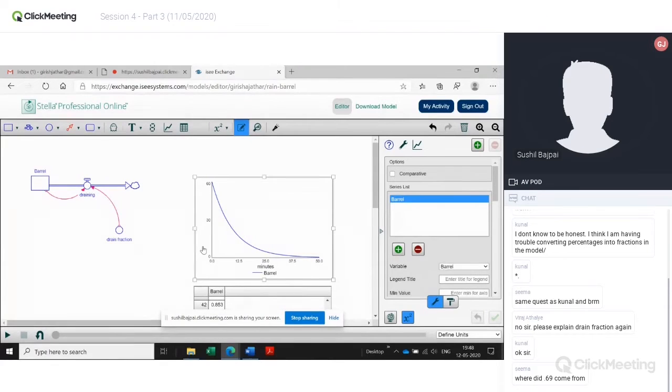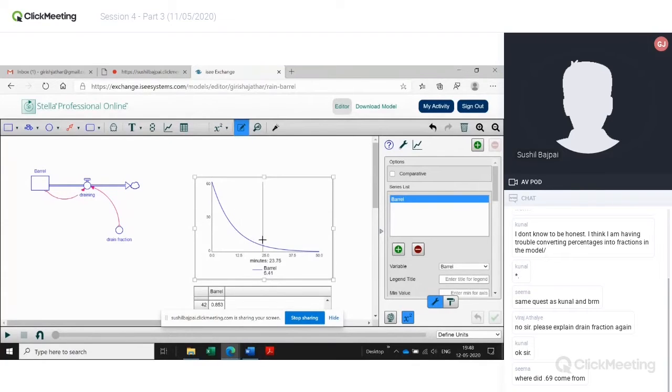So the amount of water in the barrel is 60. In the first minute, 6 liters will drain out. In the second minute, 10% of the remaining 54 liters will come out. In the third minute, again, the remaining amount of water will come out. That's why, you can see the graph which is there, it is fairly steep in the beginning, and then it starts sort of flattening out.